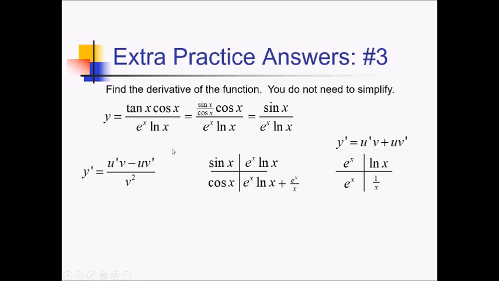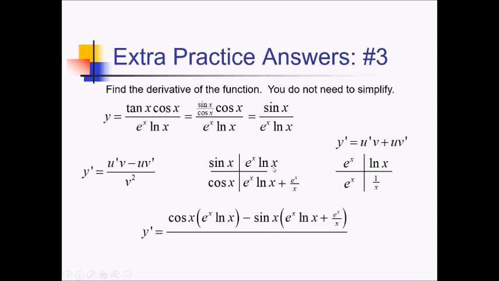So for the overall quotient rule now, we've got cosine of x times e to the x ln of x, and that's all on top of a big old fraction here. And going the other way now, we're doing minus sine of x times parentheses, all of that stuff, all over e to the x ln of x squared.